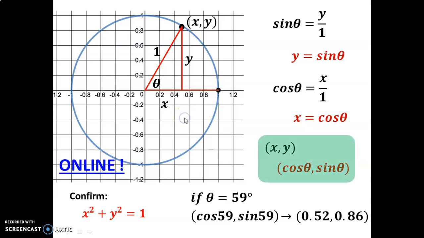Okay, let's go back to here. That's the key idea right there. When you need a coordinate on a unit circle, we take the cosine to find the x value and we take the sine to find the y value.